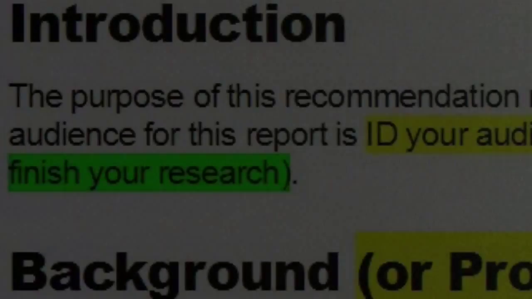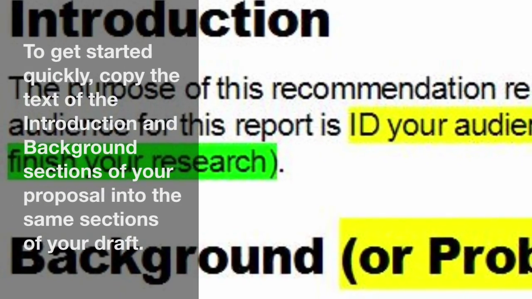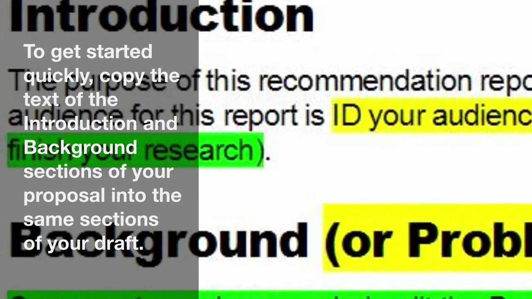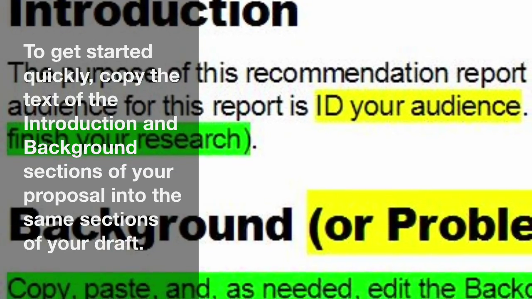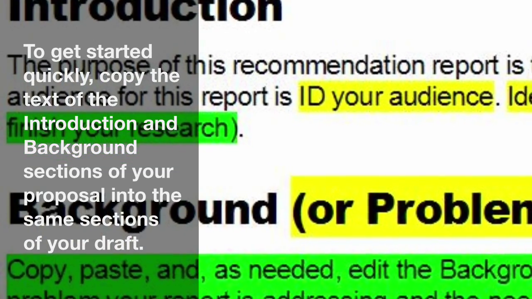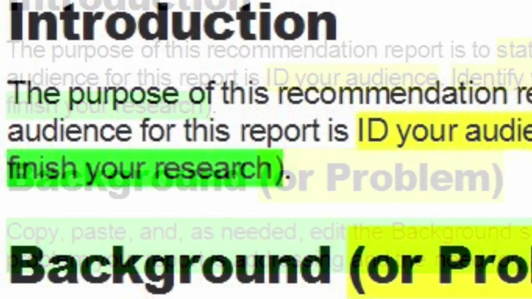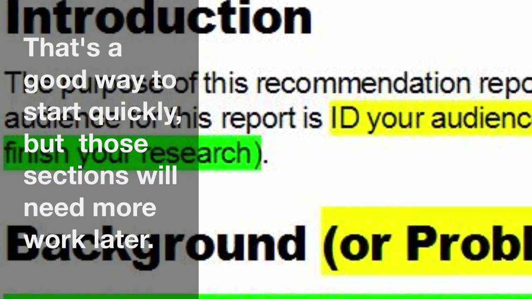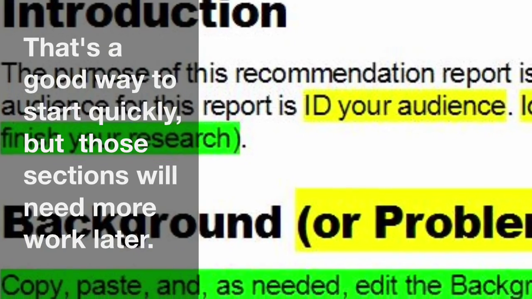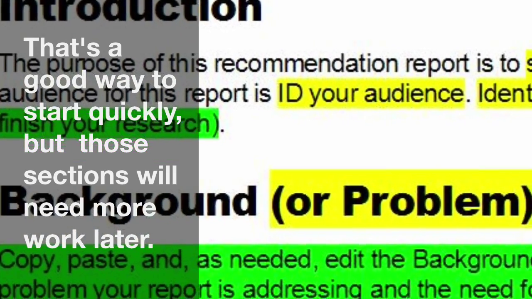Part 3. Quick start. To get started quickly, copy the text of the introduction and background sections of your proposal into the same sections of your draft. That's a good way to start quickly, but those sections will need more work later.